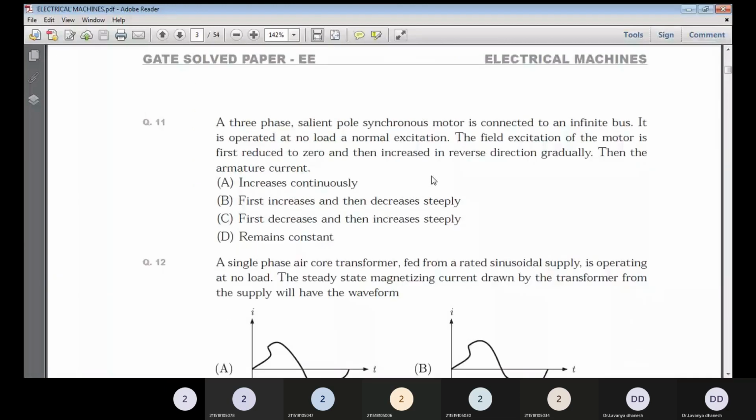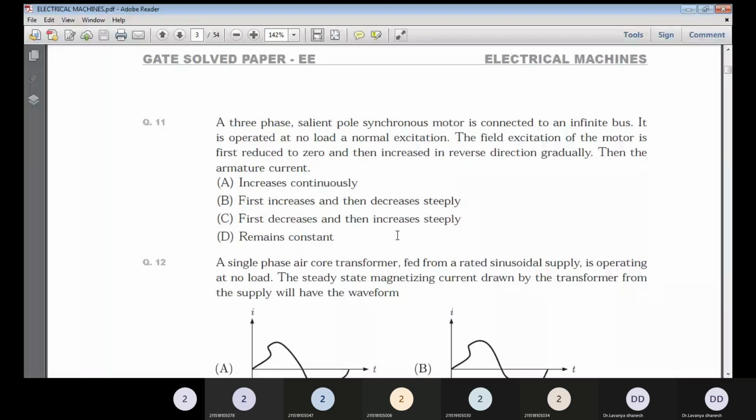Next, a three phase synchronous motor is connected to an infinite bus. Here the three phase synchronous motor is connected when the bus is operated at normal excitation. The motor field is first reduced to zero and then increased in the reverse direction gradually. The question is about the armature current.